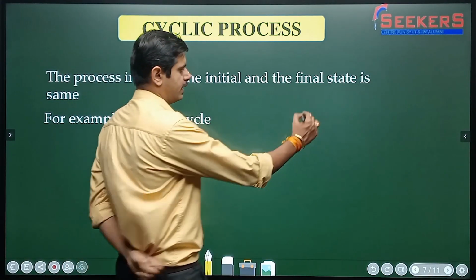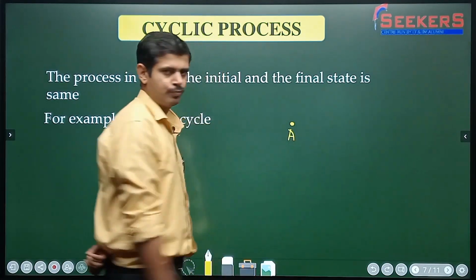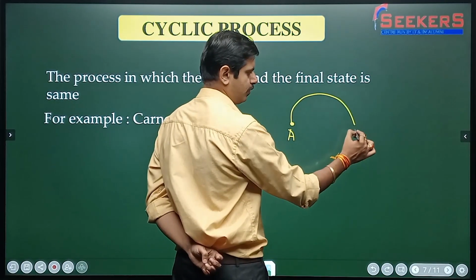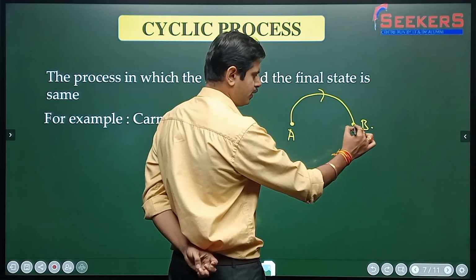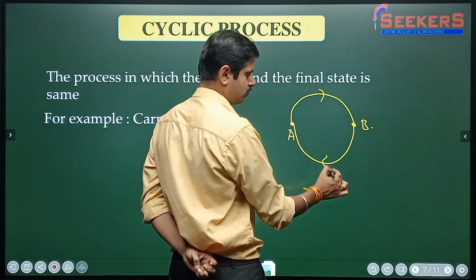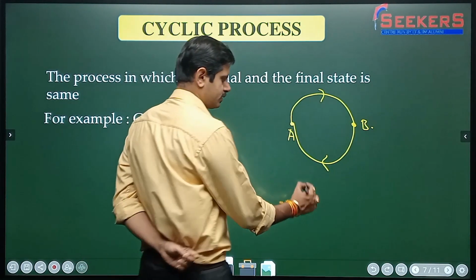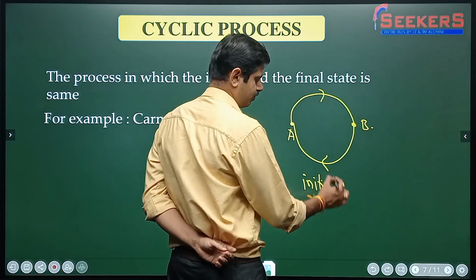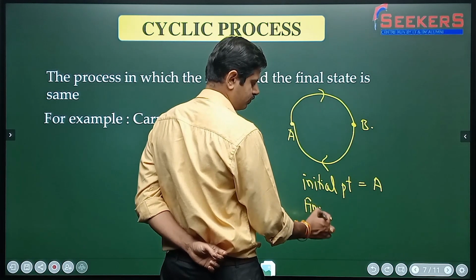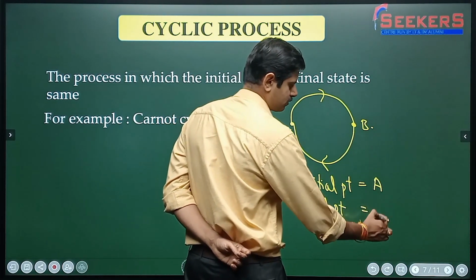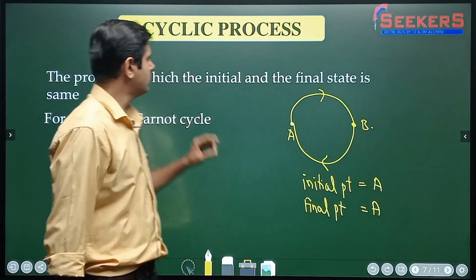Now the next process is the cyclic process. See, a cyclic process is any process where the initial and the final point are the same. For example, my process starts from here, A. It goes to B. Then again it starts from B and comes to A. A process where the initial point is A and the final point is also A. A process in which the initial and the final point are the same is called a cyclic process.